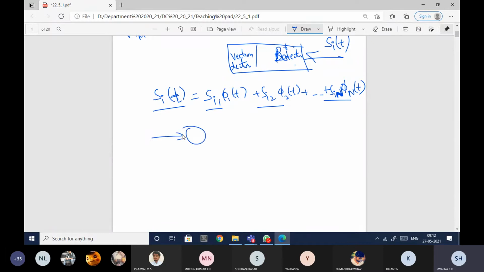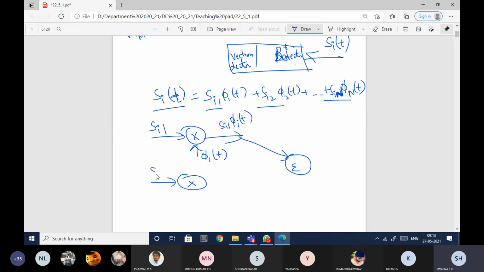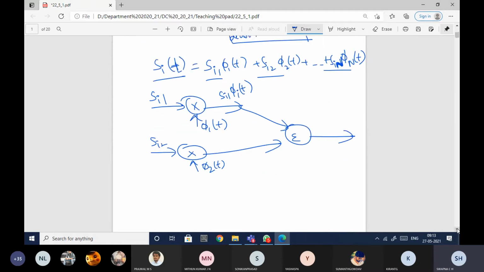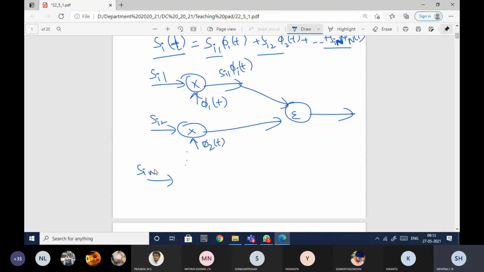For that you will have the product modulator where you give s_i1, and phi1 of t is the orthonormal basis function, so you get s_i1 into phi1 of t, which you give to the summer. Like that, s_i2 gets multiplied with phi2 of t and is given to the summer, and finally s_iN gets multiplied with phi_N of t and is given to the summer. Everything gets added so that I get s_i of t. This all happens at the transmitter end.